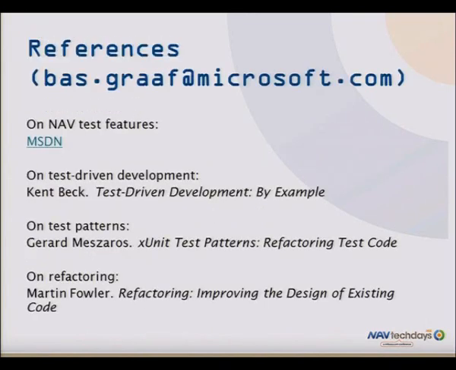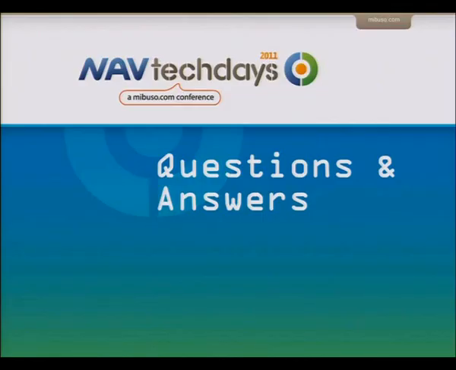So these are some references. Information on the NAV test features is in the MSDN documentation. Some of the concepts I explained, you can find more about in these books, on refactoring and the specific test patterns, but also on the approach with the test-driven development cycle. So yeah, that's it for me. I think we have a few more minutes for questions. There will be a mic. Yes?